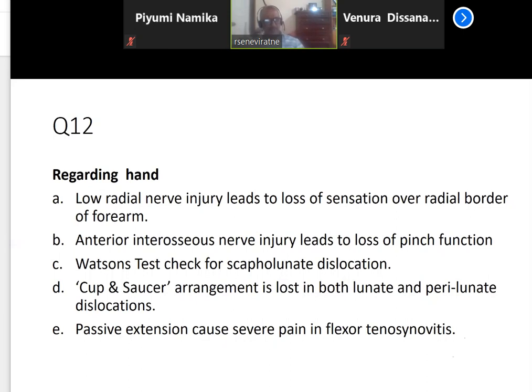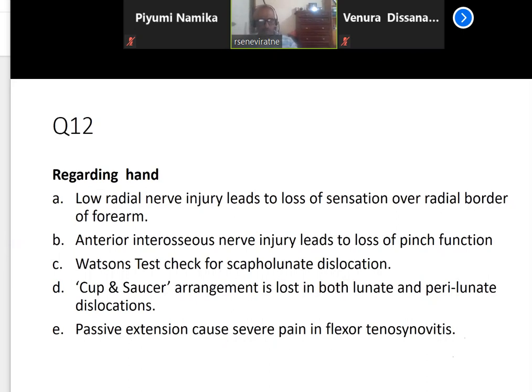Watson's test is a special test when you are examining the wrist for carpal pain, carpal instability, stiffness, right? So what you do is you first move it in the ulnar direction, then you press on the scaphoid and move it in the radial direction, radial deviation, and then you suddenly release the pressure. When you release the pressure, you will feel a click. That is the scaphoid jutting out. Scaphoid clicking happens when there is scapholunate dislocation and the ligament is broken.